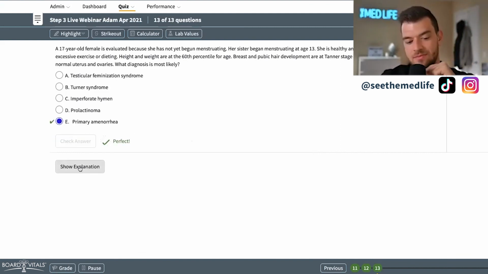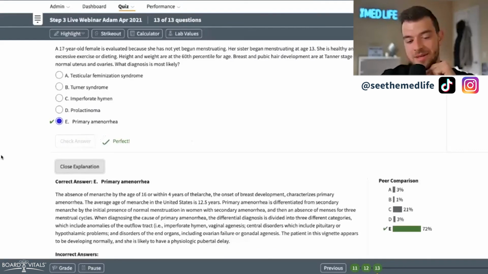Let's see. So nice job. This is a tough question. And like I said, these generally make people pretty nervous, but I want to highlight mainly the stem. The answer I'm actually not that concerned about. You can study this on your own, but I want to highlight some of the stuff in the stem here that was really important. So this is a 17-year-old female.